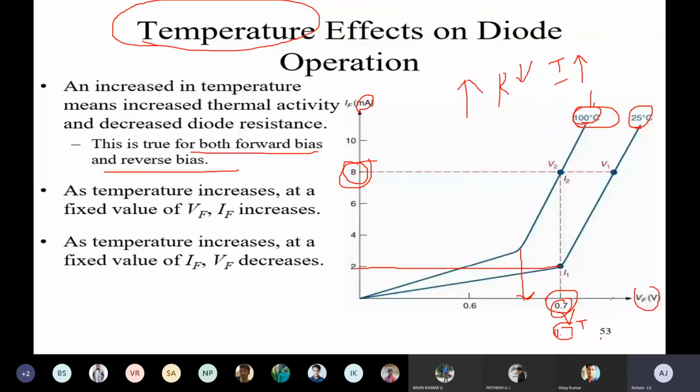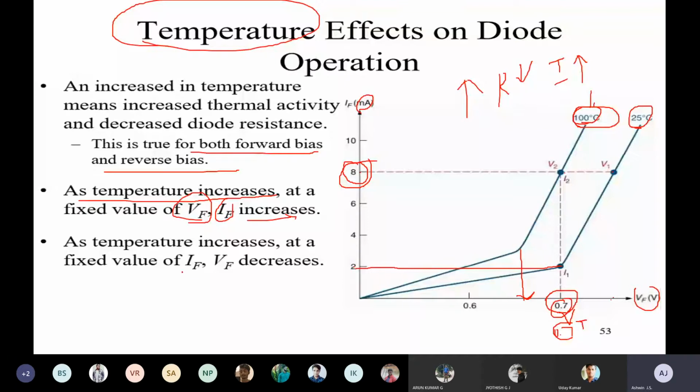Now we will see in the forward bias. Let's check the statements they have given. An increase in temperature means increase in thermal activity and decrease in diode resistance. And as temperature increases at a fixed value of VF, the IF increases. Surely you know that if I'm keeping the voltage fixed, the current becomes higher.